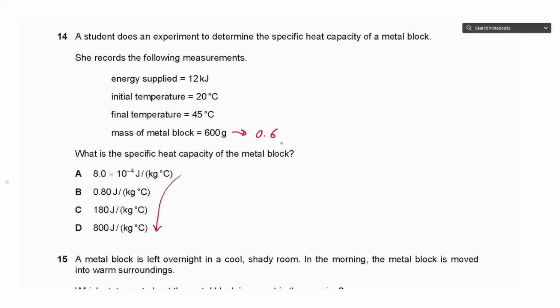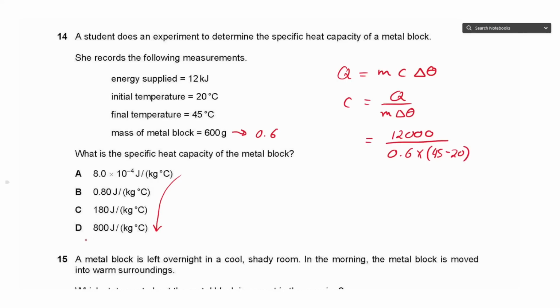That would be 0.6. And then we use energy is equal to mass times specific heat capacity times change in temperature. So C is equal to Q over m delta theta. The energy is 12,000 for the kilojoules over the mass 0.6 multiplied by the change in temperature 45 minus 20. That gives an answer of 800 joules per kilogram degrees Celsius. So the answer is D.